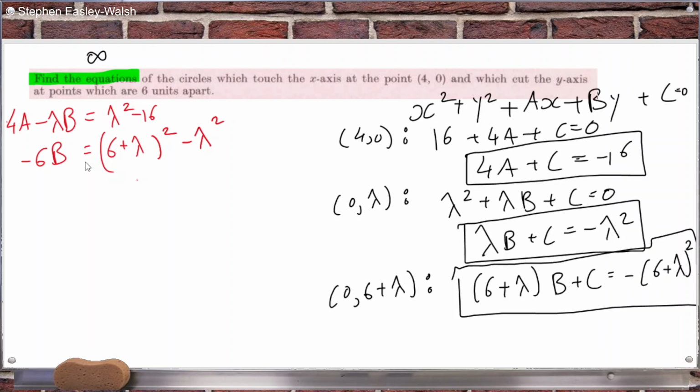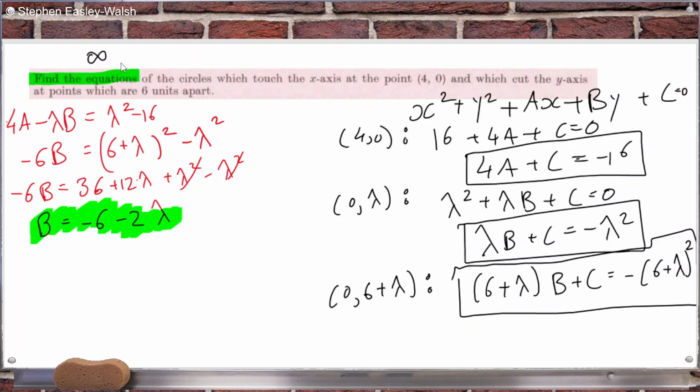Okay, well, I have the b now, and so I can have the a, and so I can have the c. I wonder if I can simplify this a little bit. Minus 6b equals 36 plus 12 lambda plus lambda squared minus lambda squared. Cancel, cancel. Next, divide by minus 6. So you get b equals minus 6 minus 2 lambda. So that is the b.